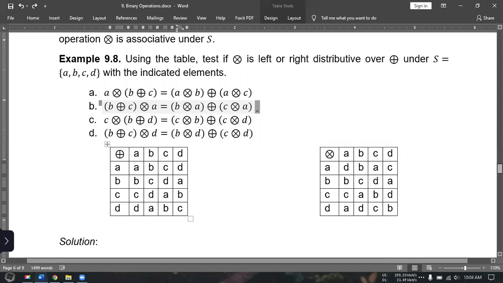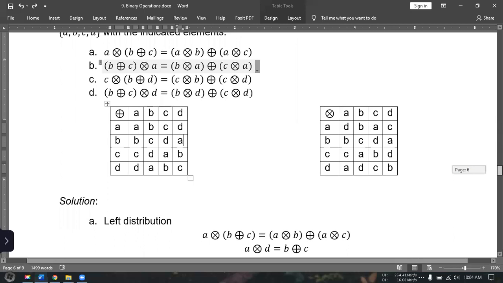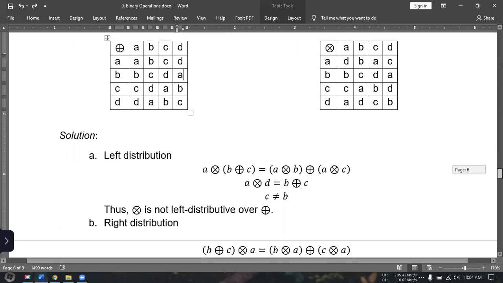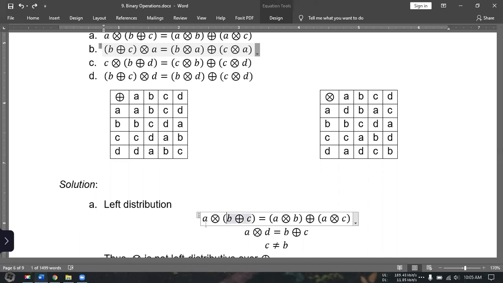Now, first example, our first task, letter A: left or right distribution. But for letter A, only left distribution is being tested. Here is the table. Our given is using the elements A, B, and C; we have to test if multiplication is left distributive under the addition. So we distribute A to both of our addends. That would be A times B plus A times C.